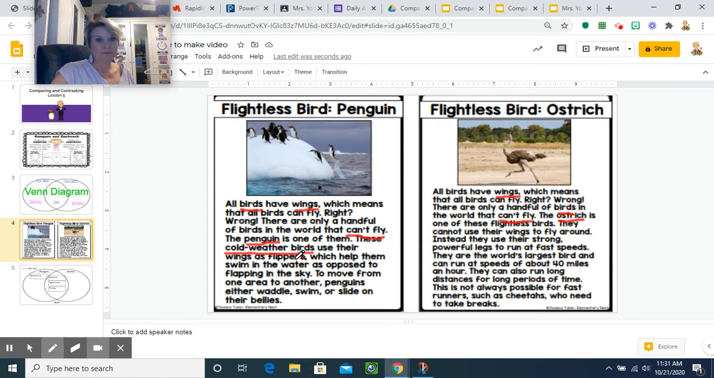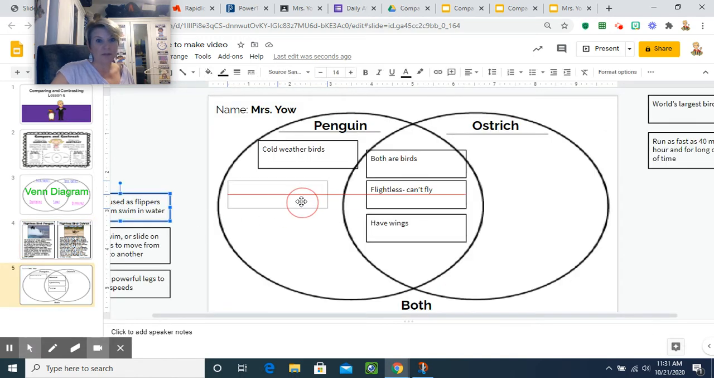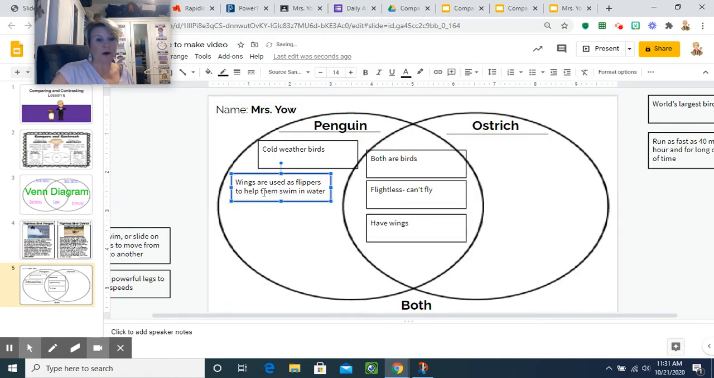All right, they're cold weather birds that use their wings as flippers. So instead of using them as flying tools, they use them as flippers, which help them to swim in the water. Okay, so back to my Venn diagram. So penguins have wings that are used as flippers to help them swim in the water.